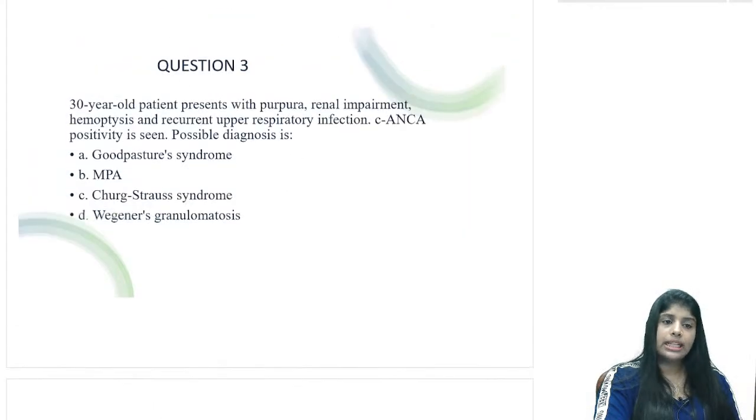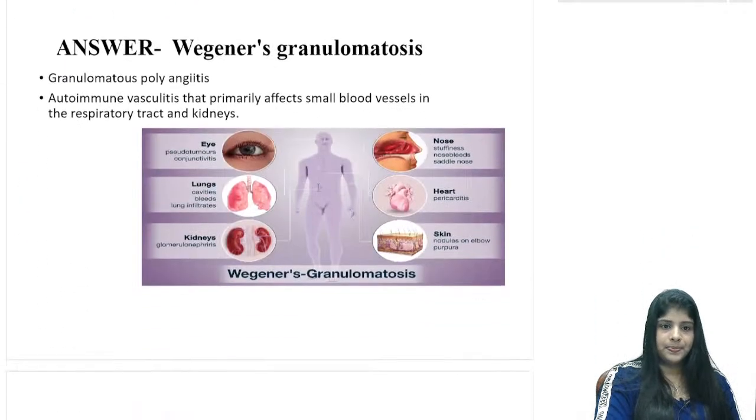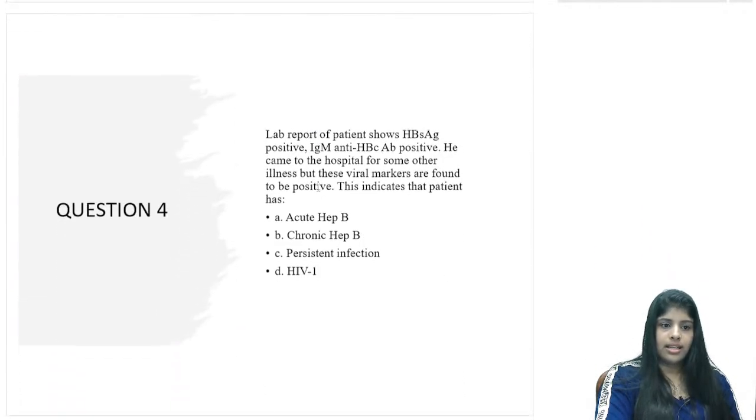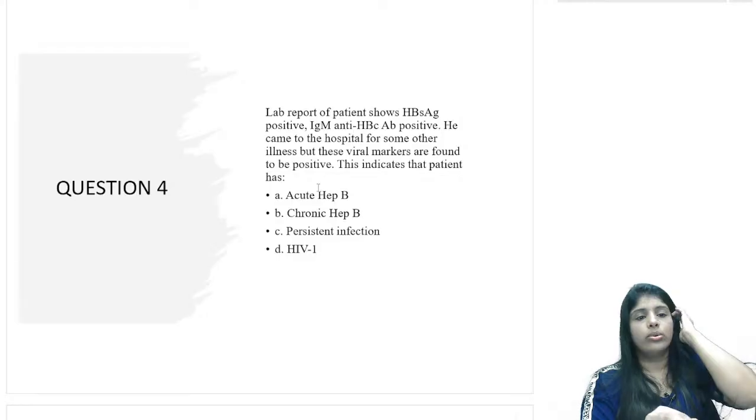See, a 30-year-old patient presents with purpura, renal impairment. So there's purpura, so it's not Goodpasture's. Renal impairment, hemoptysis, and recurrent upper respiratory symptoms, and C-ANCA is positive. So obviously, what is the answer? The answer is Wegener's granulomatosis. Fine. Hope you got the concept of all these vasculitides. Okay, let's go to question number 4.